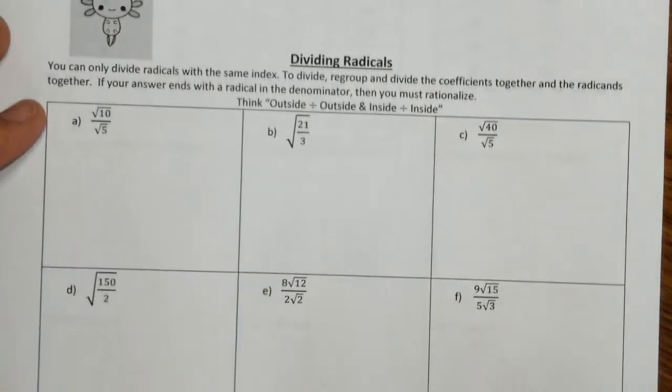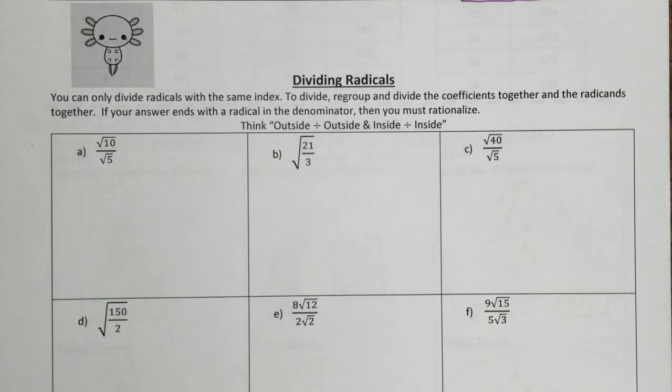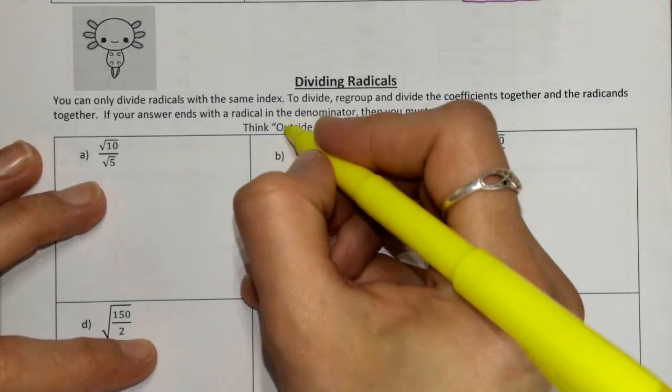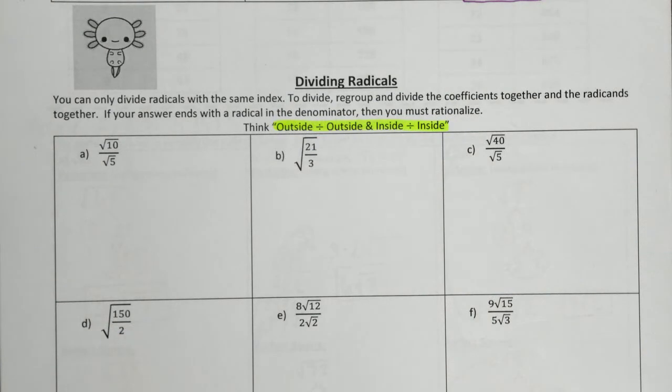With dividing, the rule is that you divide outside divided by outside and inside divided by inside. You cannot divide the insides with the outsides. Okay, they have to be alike.